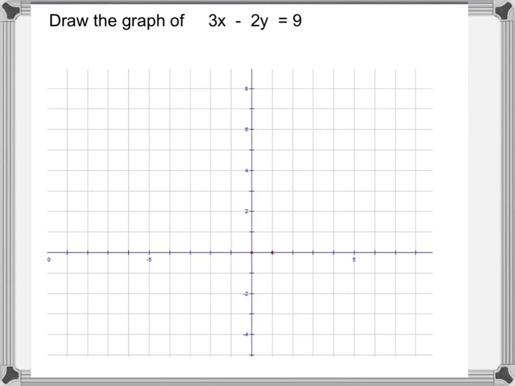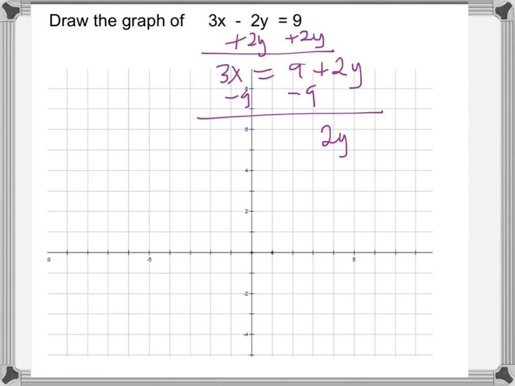Okay, so you might want to pause the video to do this on your own. If you were to solve this, if you were subtracting the 2y term, the first thing I like to do is add that on the other side. That makes it positive, which is a little easier to deal with. Then I can subtract 9 from both sides, so I have 2y is equal to 3x minus 9.